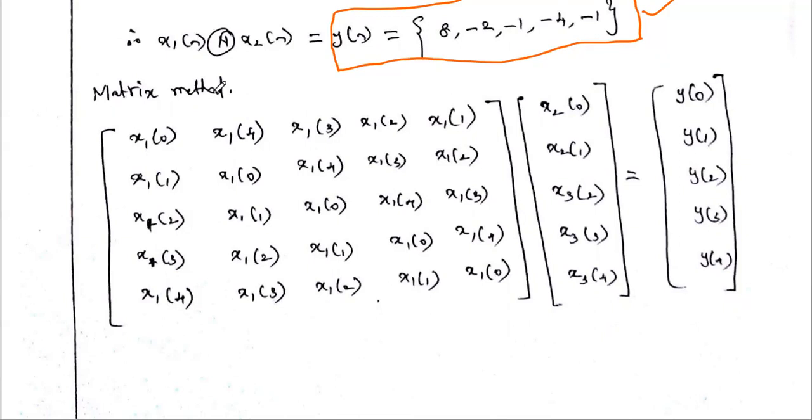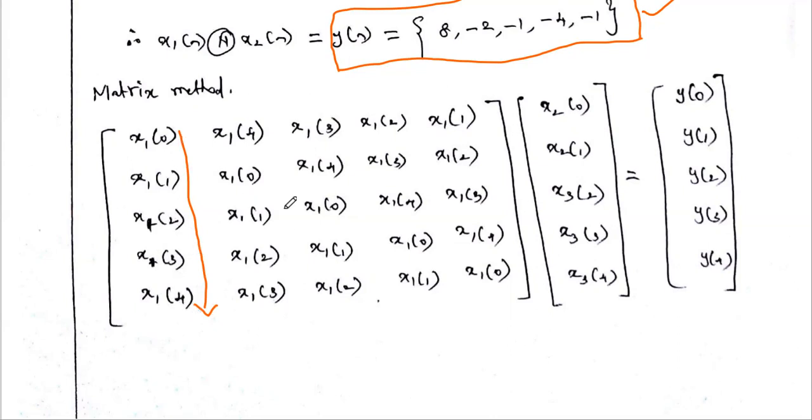So how do we achieve the circular convolution output via the matrix method? This is the x1 matrix, and this is the x2 matrix. In x1 there are 5 samples, so you have to write those 5 samples column-wise. In the first column, x1 of 0, the first sample, goes in the first position, then x1 of 1, x1 of 2, x1 of 3, x1 of 4, in order.